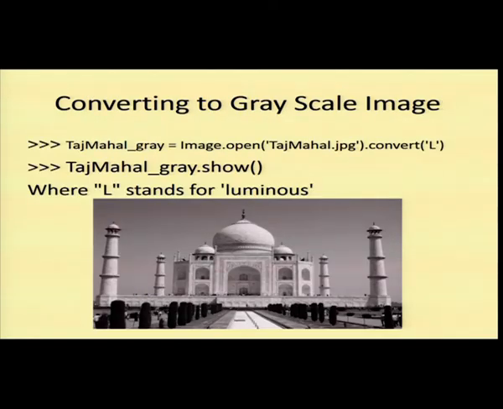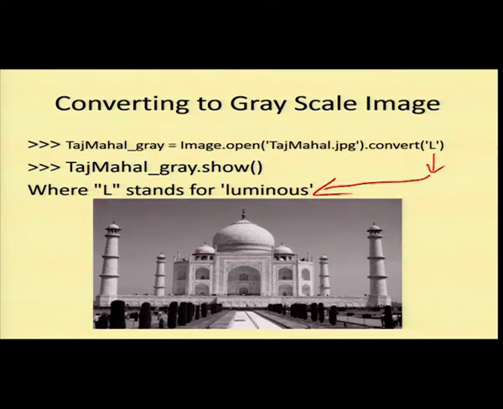Here it is. I call an image called Taj Mahal.jpg. So, I just name the variable Taj Mahal underscore gray, which is equal to, as I have said earlier, image dot open Taj Mahal.jpg dot convert of L. What does this L determine? L determines the luminosity, which means you will get the Taj Mahal in gray color.